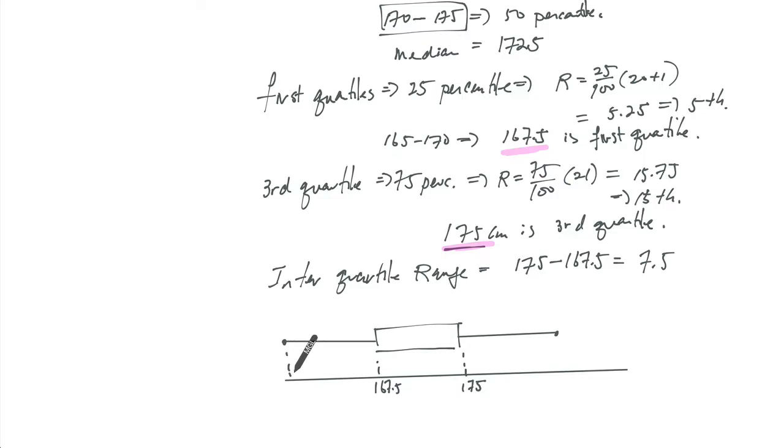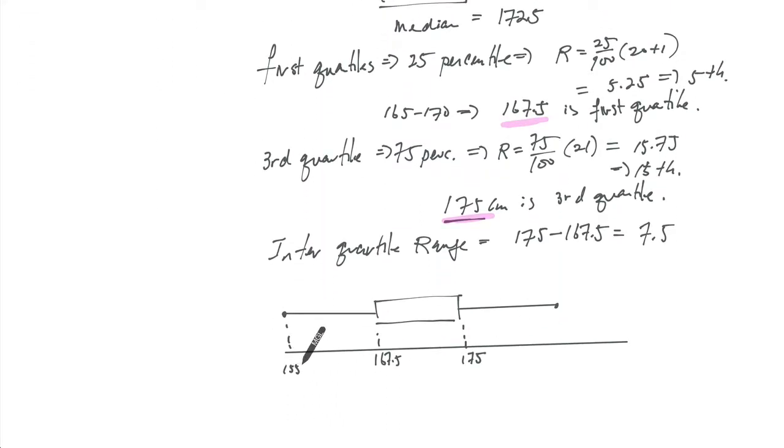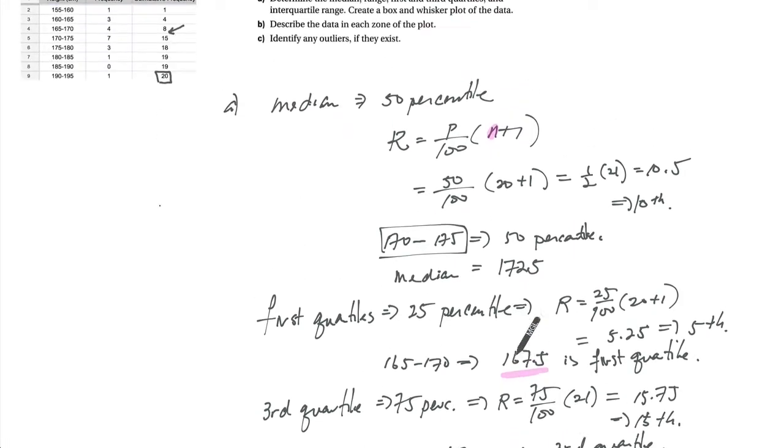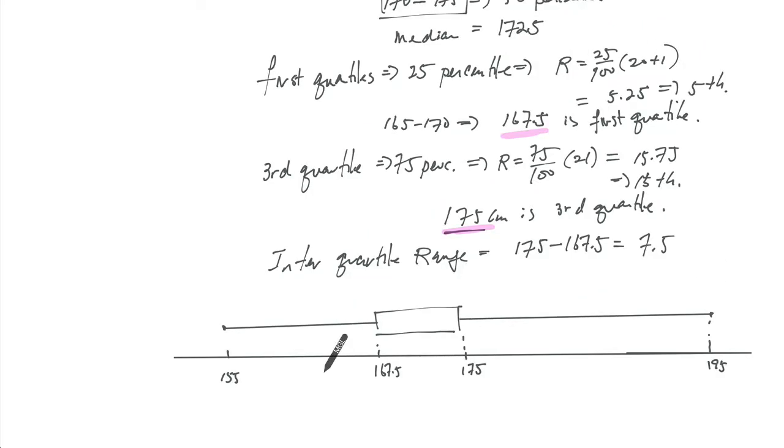Of course, the lowest was 155, and we're going all the way to 195. Okay, this is only 7.5. This is actually a difference of 20. So proportionally, this actually should be a lot longer. It should be like all the way here, 195.